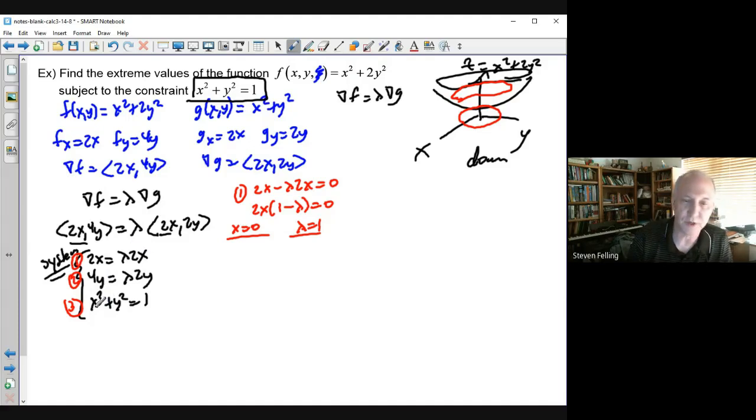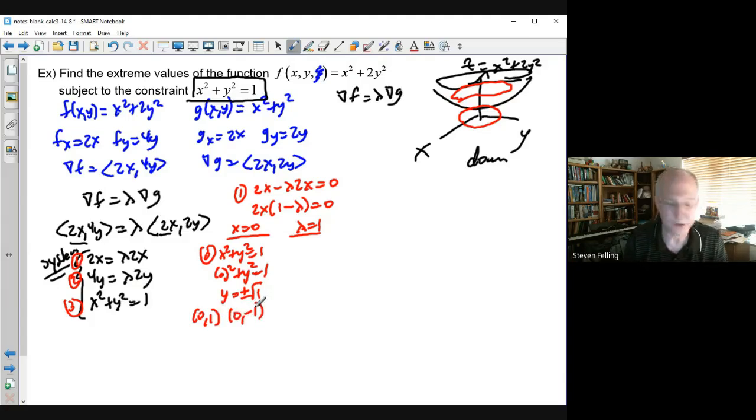So in this case, I know that x is 0, so I could use equation 3 to figure out what y would have to be. So if I use equation 3, x squared plus y squared is 1, and now if x is 0, then that means 0 squared plus y squared would equal 1. That would mean y would equal plus or minus the square root of 1. So we have x is 0, y is 1, or we have x is 0, y is negative 1.